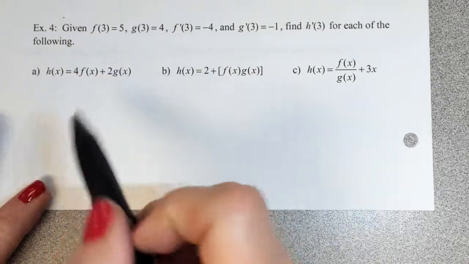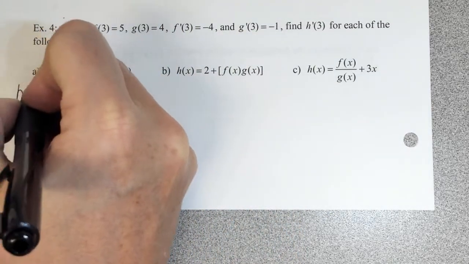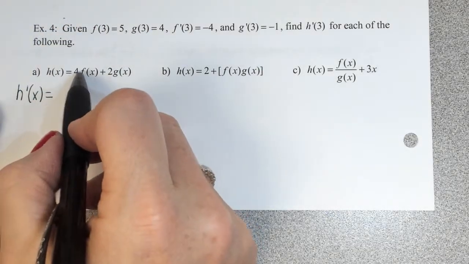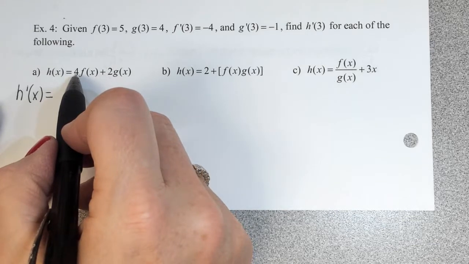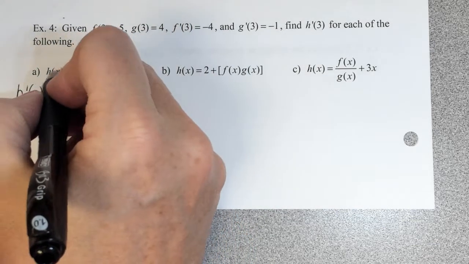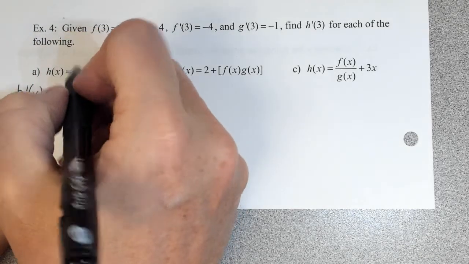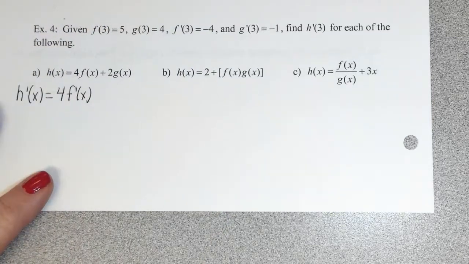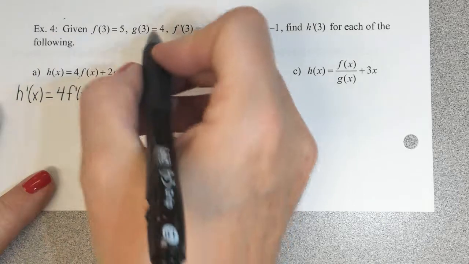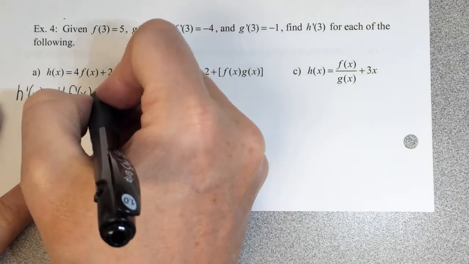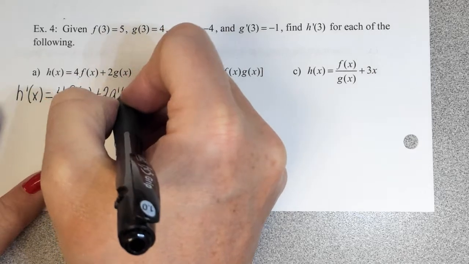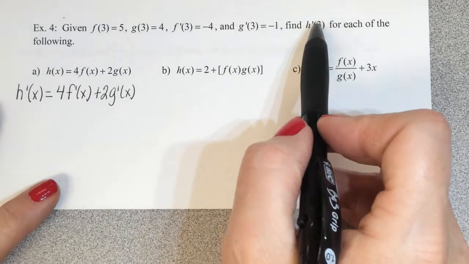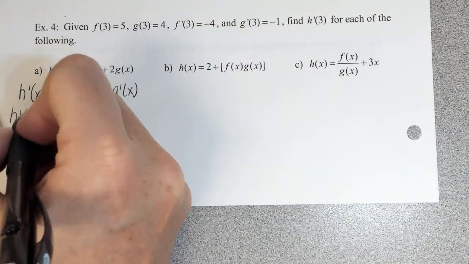Here's what h of x equals. So I want to find h prime of 3, but first I have to find h prime of x. What do we do if we have a coefficient? You just bring it down, guys. So the derivative of h of x is h prime of x. The derivative here is 4 times f prime of x. That's just one of those properties we've talked about. For the next one, the derivative of 2g of x is 2g prime of x. So now all I have to do to find h prime of 3 is just plug in a 3 everywhere I see an x.